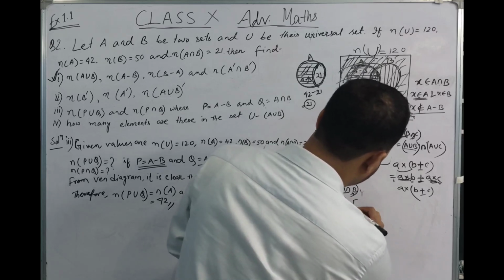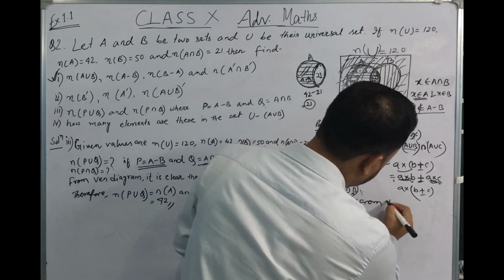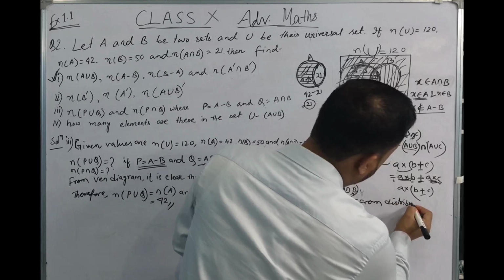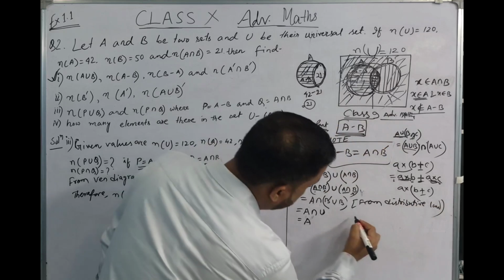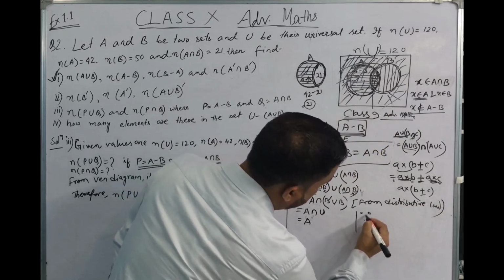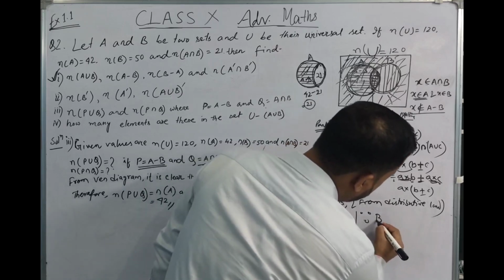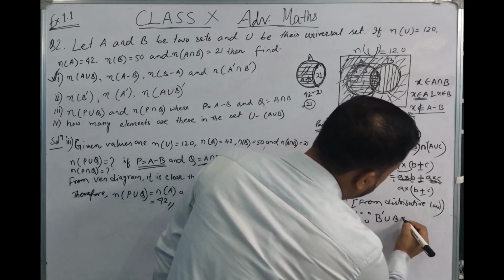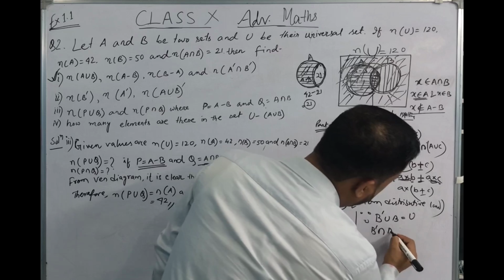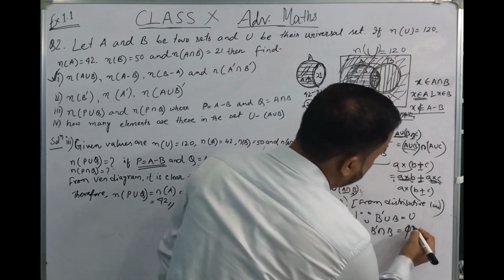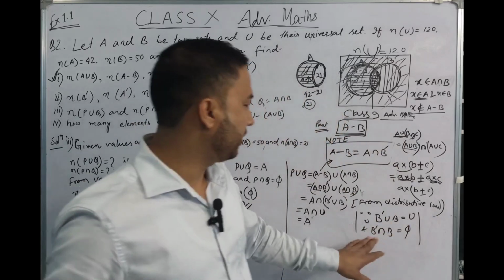How I got this? From distributive law. From distributive law, you have to write, since B complement union B is equal to what? U. But B complement intersection B will be equal to what? Phi. Okay, you have to remember these two things.